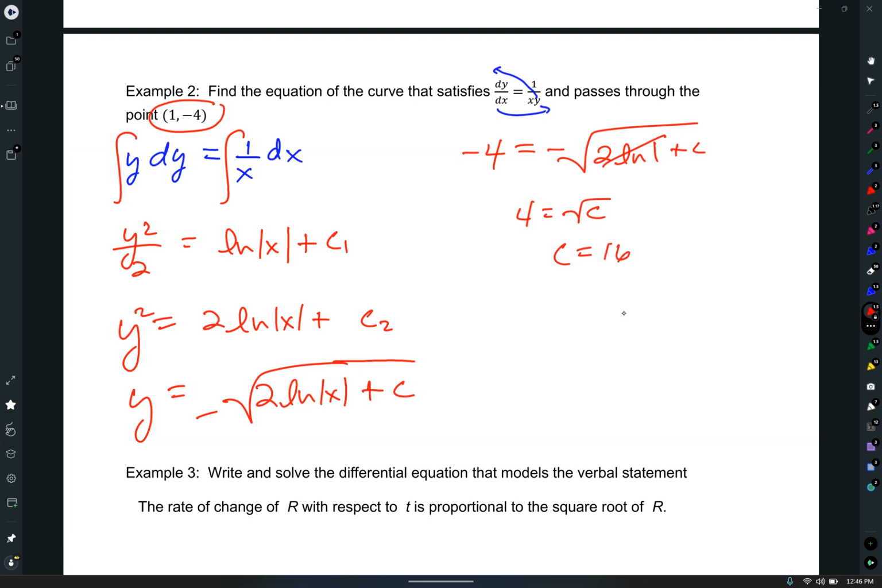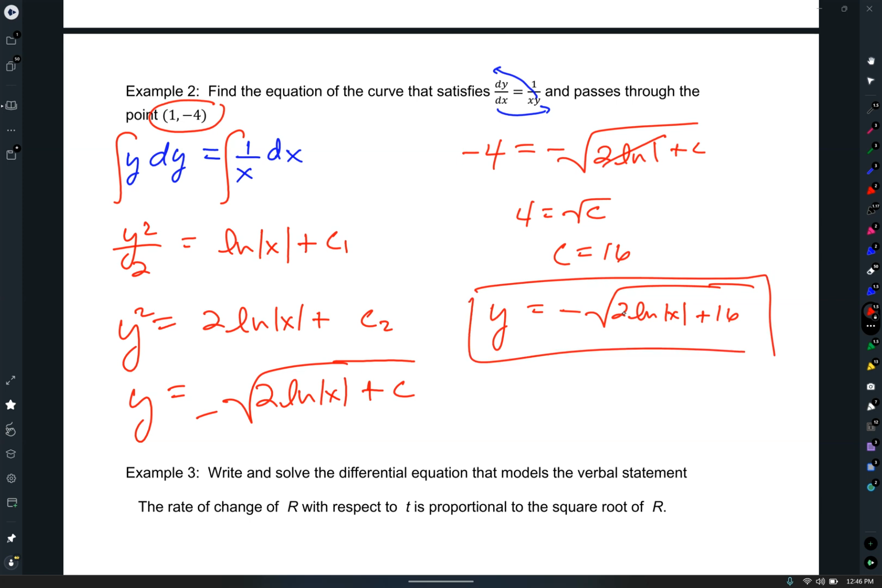So did the directions say find c? No, they said find y. So y is negative square root of 2 natural log of absolute value of x plus 16. Now just to show you, you know how I said this is anywhere from 4 to 6 points?